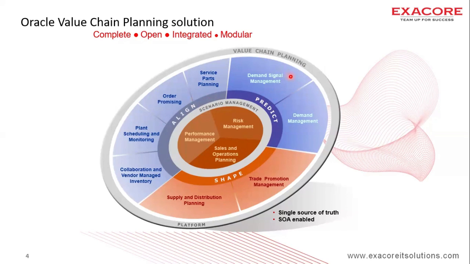So the demand signal management or demand management is where an organization needs to predict what is going to happen. Then once we have predicted, we can shape these demands into a plan called supply and distribution planning or trade promotion management. Then once the prediction is shaped, we need to align to our business requirement. So there will be collaboration with vendor managed inventories. There will be plan scheduling and monitoring. There will be order promising. There will be service parts planning.